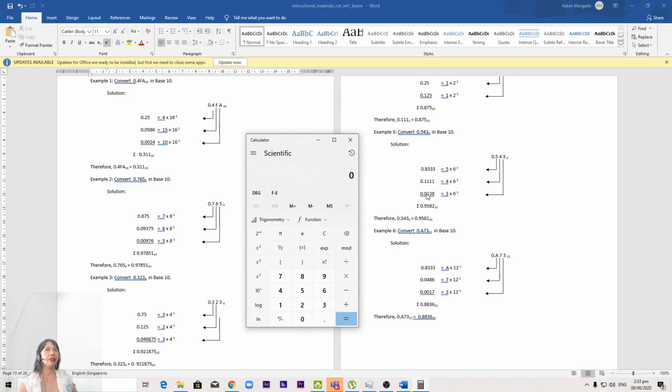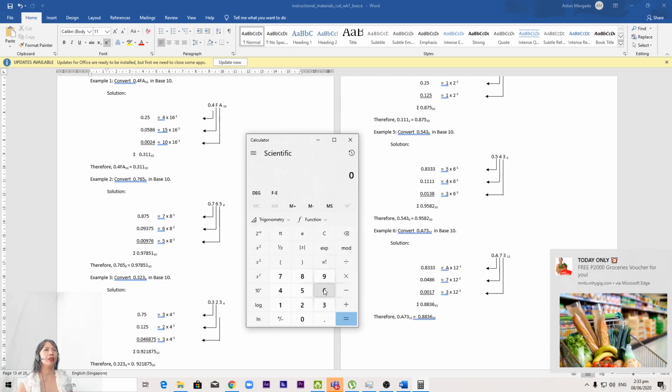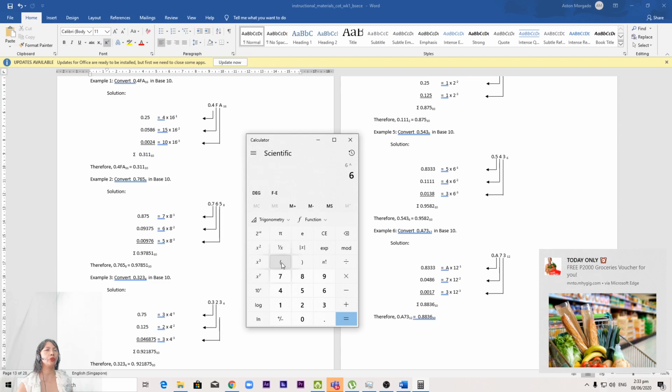Next we have 4 times 6 raised to negative 2. So we have 0.1111. Infinite numbers again, but we will only take note of 4 decimal digits. Then 6 raised to negative 3 times 3. So we shall have 0.0138. Then get the sum.